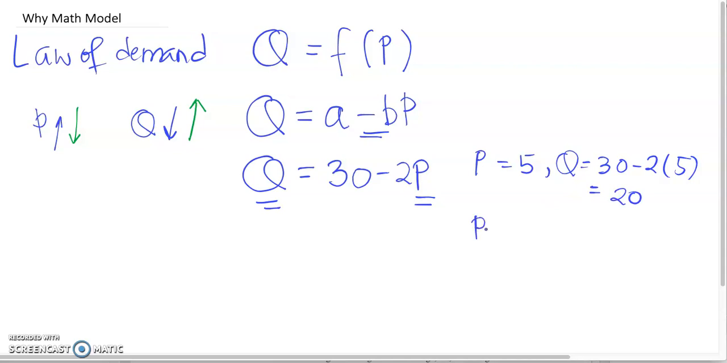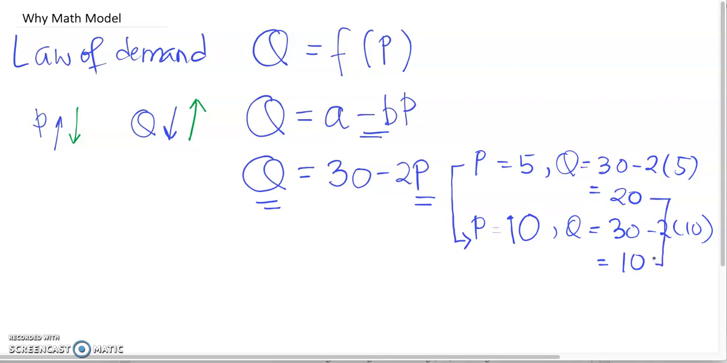And if P increases to become 10, then the quantity demanded will be equal to 30 minus 2 times 10. 30 minus 20 is 10. Here we can see more clear that when price increases from 5 to 10, the quantity will decrease from 20 to 10, just like what the law of demand says. So from this explanation, we can see why we use math model because math is an alternative language.